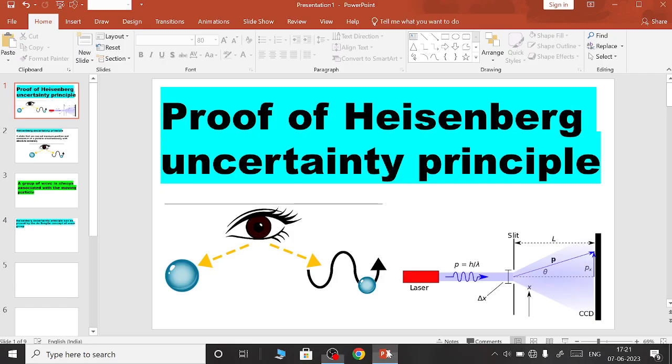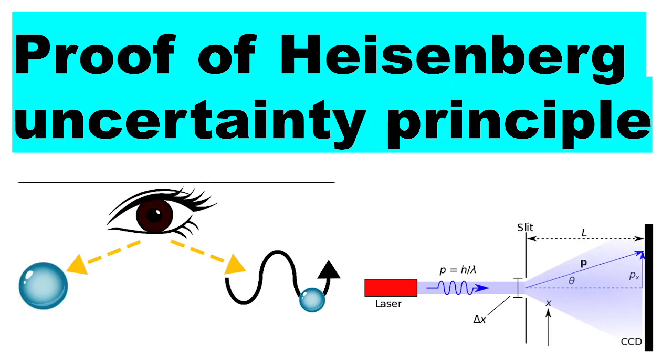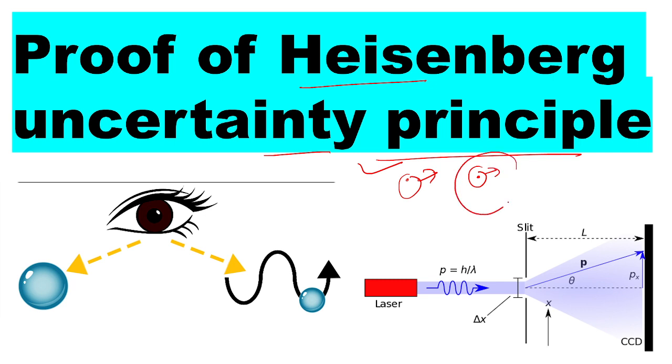Welcome you all to this new video. In this video we are going to discuss the proof of the Heisenberg uncertainty principle, because it is a very important principle of quantum mechanics. We use this principle to prove whether an electron exists inside the nucleus or not. By this principle we can prove that the electron does not exist inside the nucleus, but outside the nucleus.